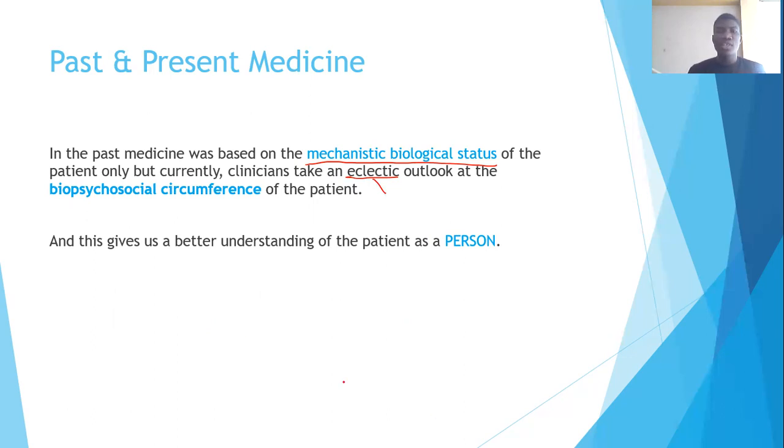But currently, clinicians take an eclectic outlook, which is a universal outlook, at the biopsychosocial circumference of the patient. So we don't only look at the biology, we look at the psycho, which is mentally what is happening, the trauma that the person is going through. And then we look at the social circumference. We try to understand that to be able to give informed and sound advice and make sound diagnoses. That is what helps us to understand the individual as a person, as boldly written here.